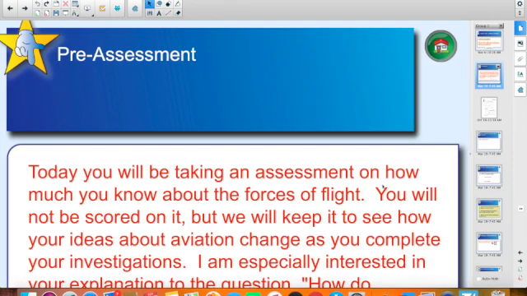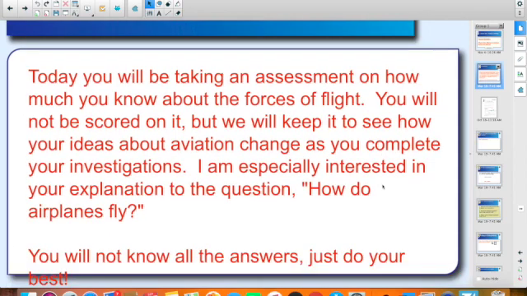This is the assessment that we took. This was just the pre-assessment. If you have not done this, this is really important. Please make sure to get this done.